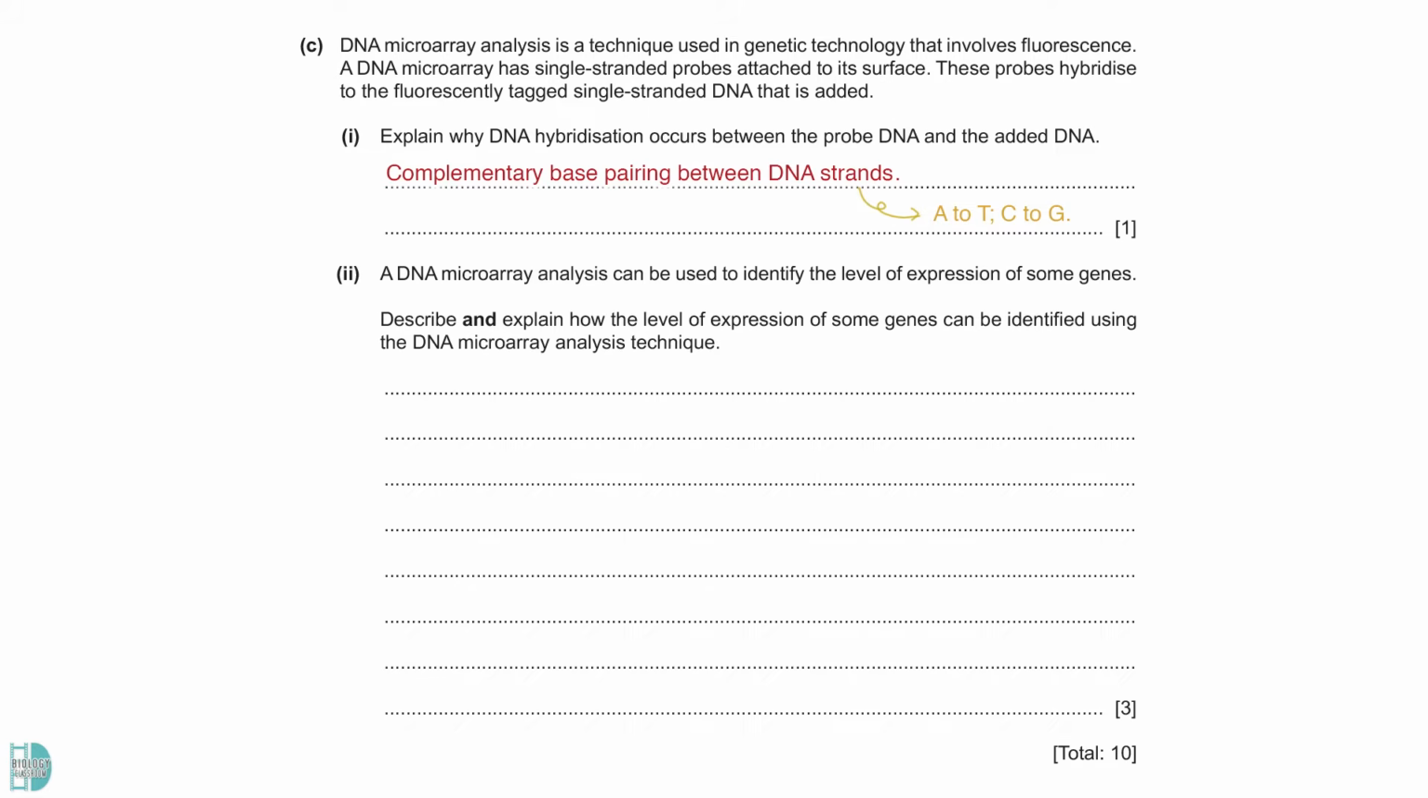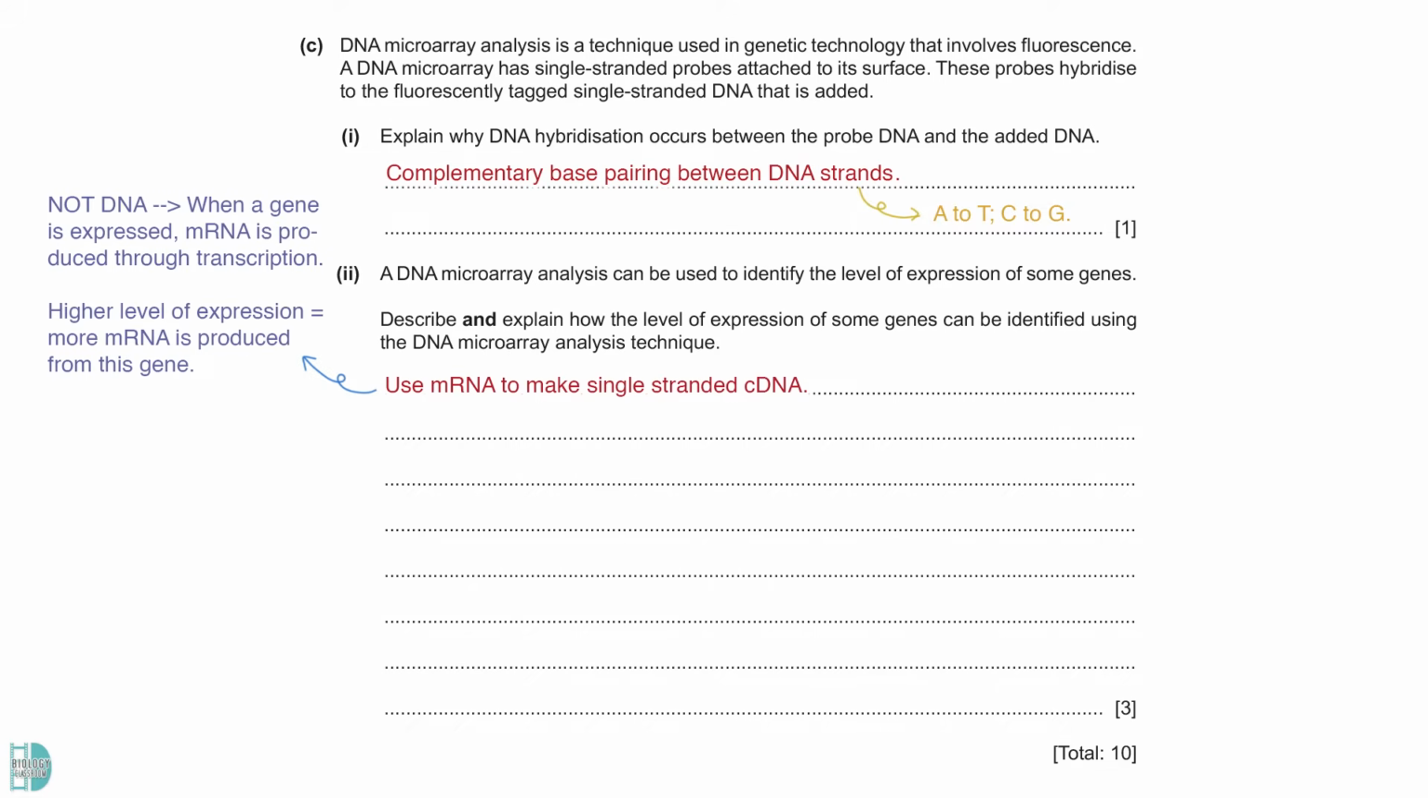technique. To determine the expression of genes, we need to use the mRNA in the cells instead of the DNA. This is because when a gene is expressed, mRNA is produced through transcription. A higher level of expression means more mRNA is produced from this gene. After mRNA is obtained from the cell, we will make single-stranded cDNA using reverse transcriptase.